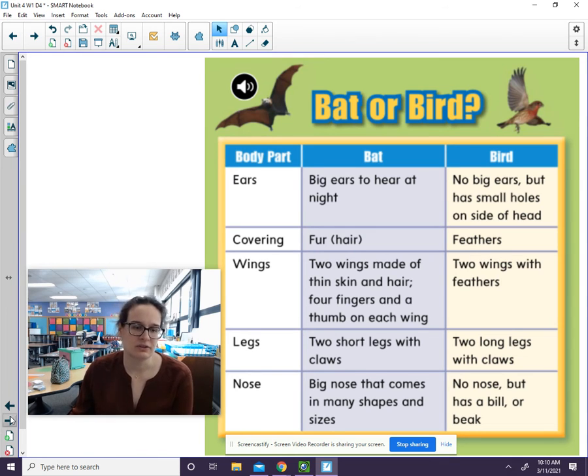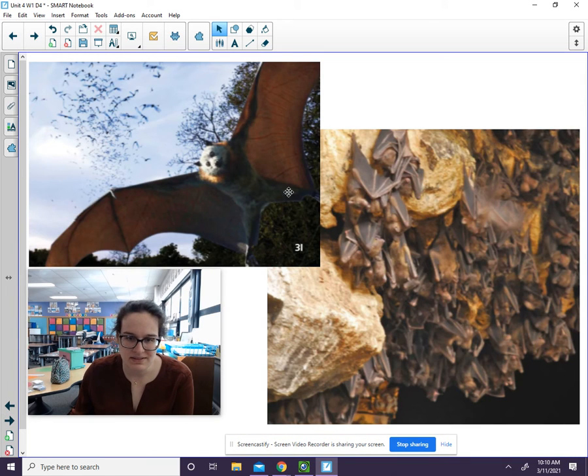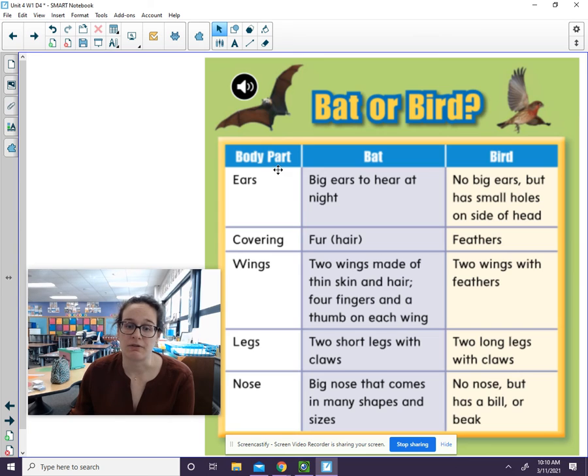Last one, let's take a look at the bat's legs. You can see his little legs here. I'm curious how their legs compare to a bird's legs. So again, we're going to follow the body part until we find it. Legs. Go ahead, try to read this on your own. So I see it says 2 short legs with claws. So they have short legs, means they have small legs. This says for bird, 2 long legs with claws.